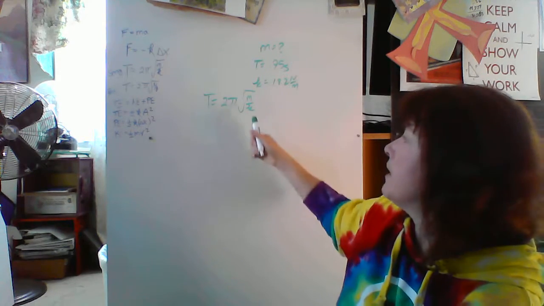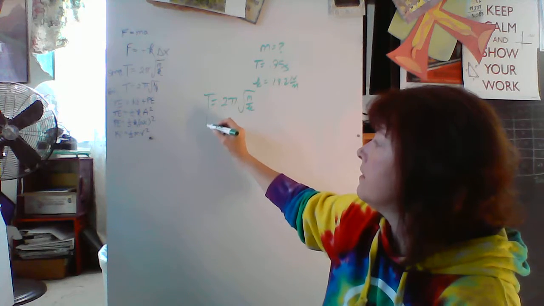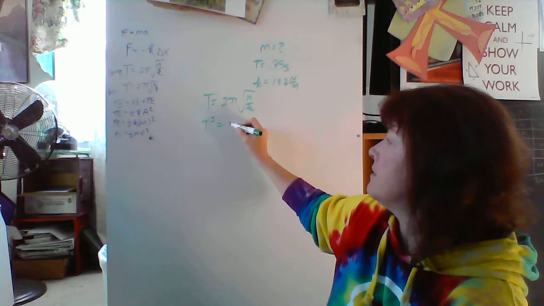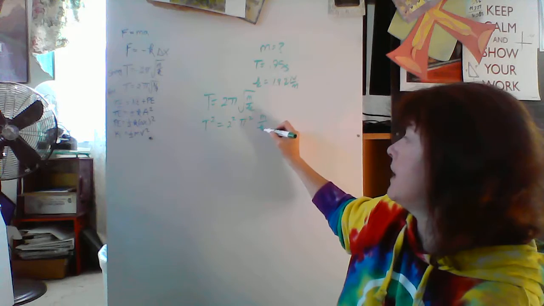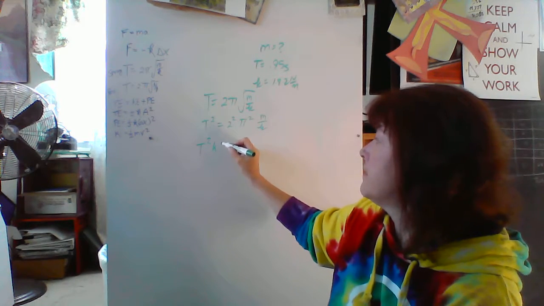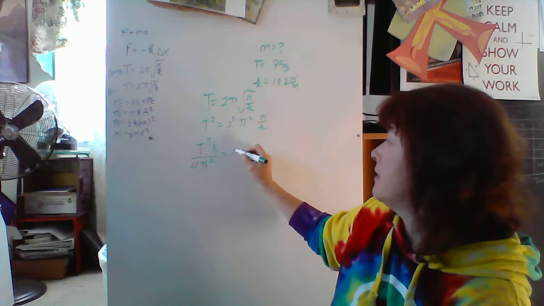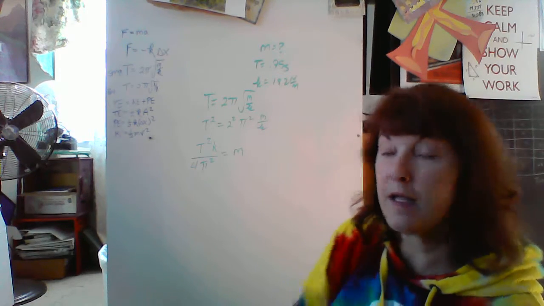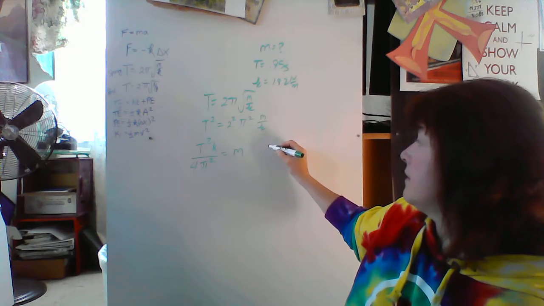So we did that in one of the other videos. Hopefully it makes sense to you. I'm just going to go through quickly. We square both sides to equal 2 squared pi squared m over k. I'm going to get rid of my k over here. And I'm going to move my 4 pi squared over there to rearrange it to solve for my mass. So now I can plug my information that I'm given into my formula.